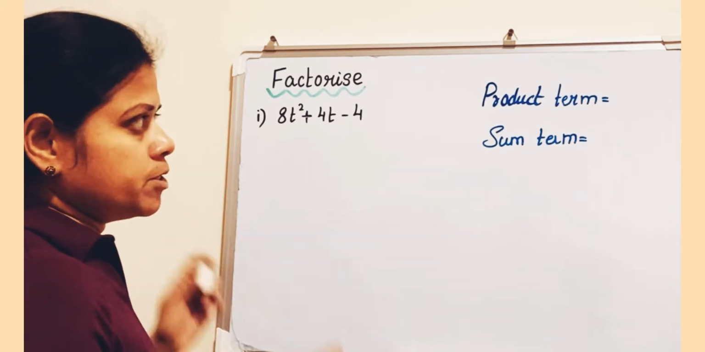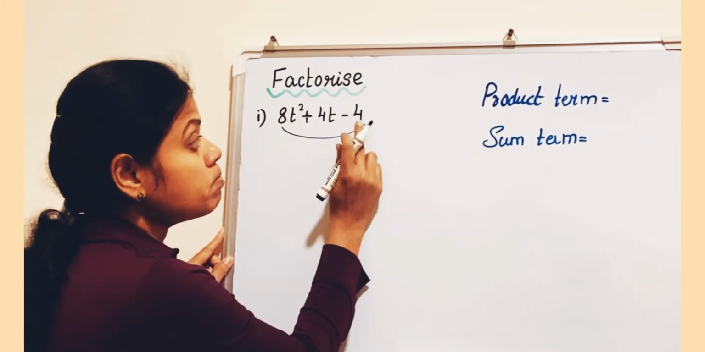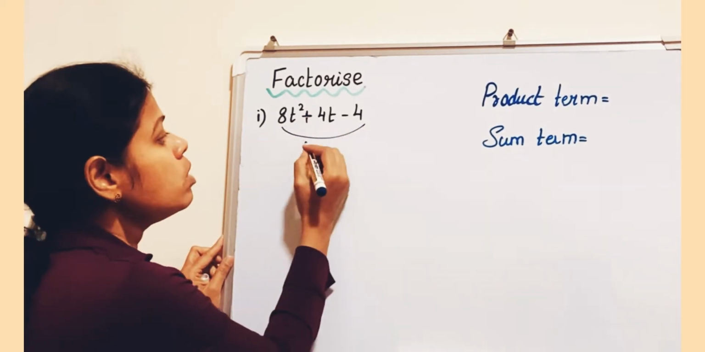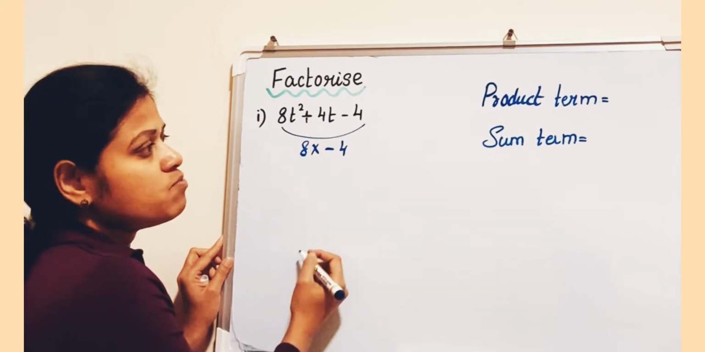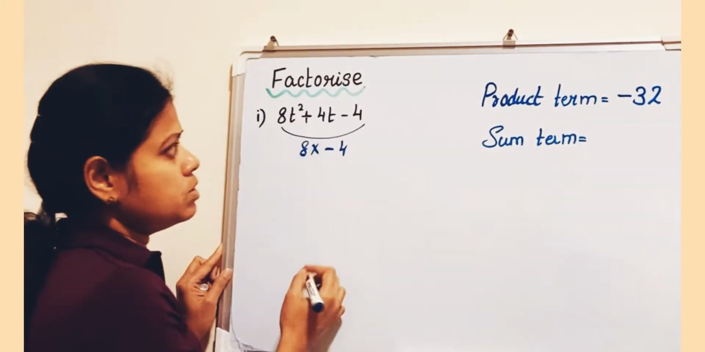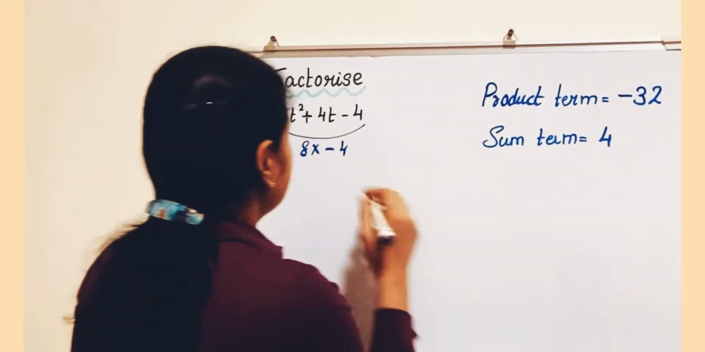Here the product term is 8 into 4. 8 multiplied by minus 4. You have to take it with the sign. 8 multiplied by minus 4, which is equal to minus 32. And the sum term. Sum term is this 4.